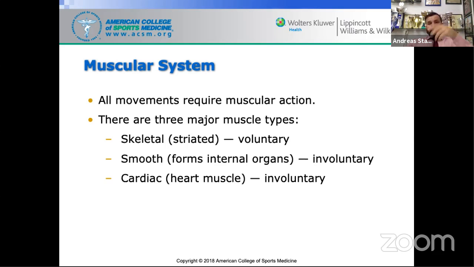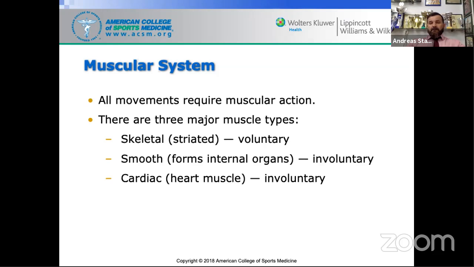Whatever movement we do, like this, requires muscular action. Some action is voluntary, some action is involuntary. When we're talking about the skeletal muscle, the striated muscle, like this, it is voluntary. There's a neural impulse coming from my brain all the way down. And don't worry, I'm not going to explain it any deeper, but it is voluntary. I want this to happen.